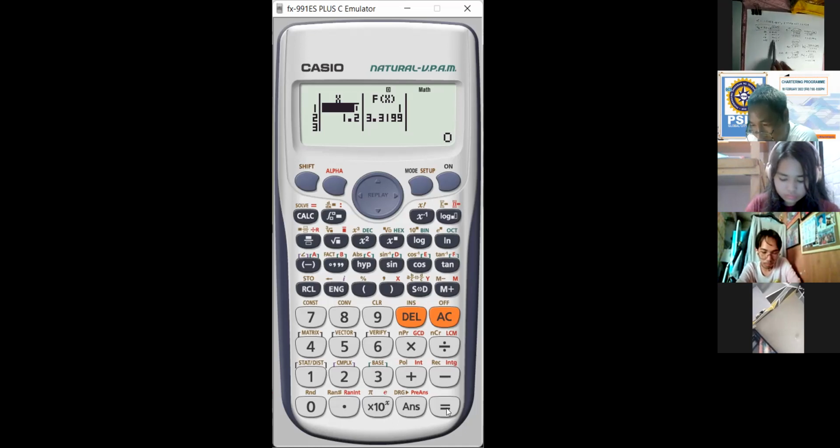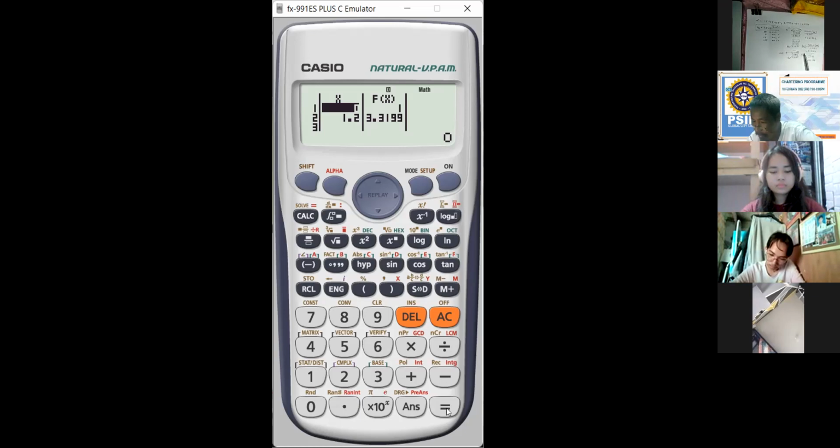That's why it is very important. We are actually 100% sure. We are just estimating. However, we can be 100% sure of something. Out of our answer, which is 3.3199, we are sure of 3.31. Imagine that.